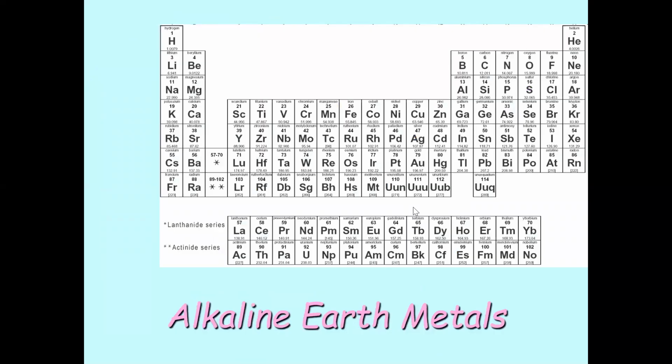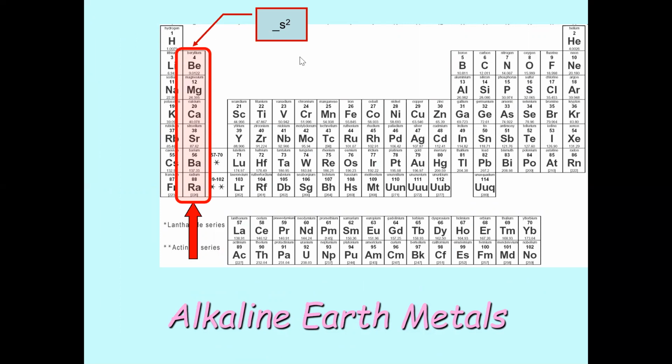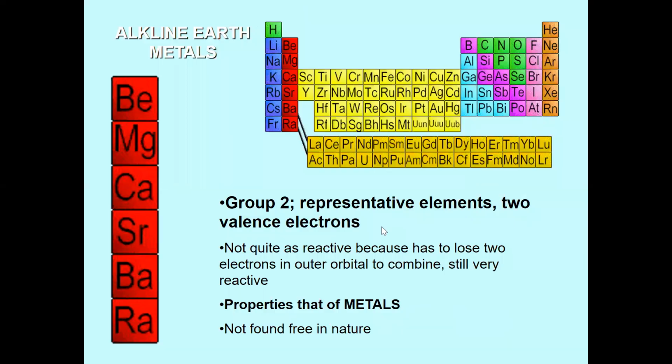Alkaline earth metals, those are going to be your group 2 metals, beryllium to radium. And s2 is going to be our ending electron configuration. So if all of these have an ending electron configuration of s2, what does that mean about their valence electrons? Well, it means that they're going to have just 2 valence electrons.